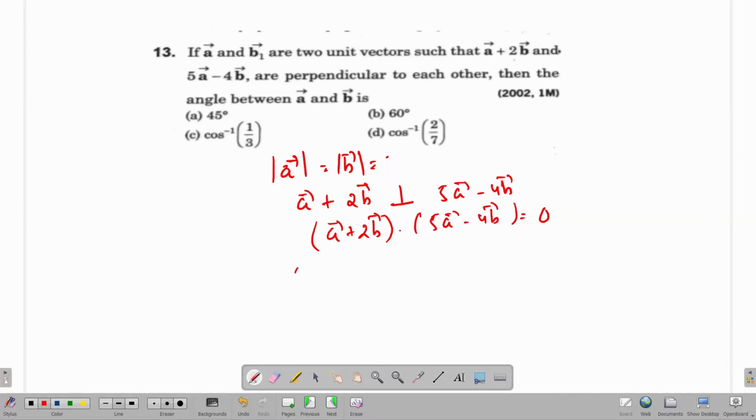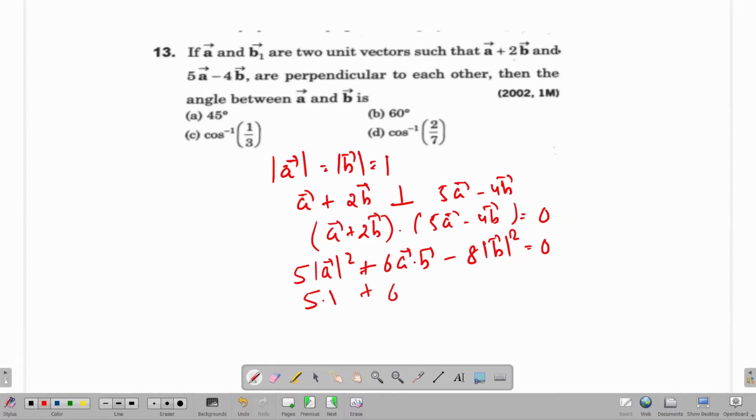On opening this bracket, what I get, 5 mod A square, because A dot A is mod A square. And further I get minus 8AB plus 10, so now I get minus 4AB plus 10, so that is 6AB, 6A dot B. And on multiplying 2B with minus 4B, we get minus 8 mod B square is equal to 0. Now, since A and B are unit vectors, so what I get, 5 into 1.